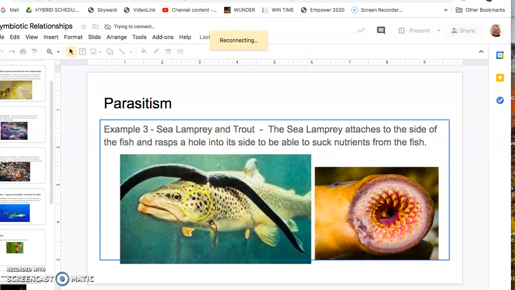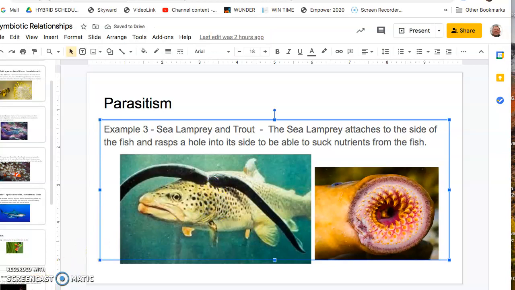a photo example of what that would be like. So you'll probably have six slides, maybe seven. One with the definition for symbiotic relationships, two for mutualism, two for commensalism, and two for parasitism. So that's kind of a look ahead at what you're going to be doing on Thursday and Friday.